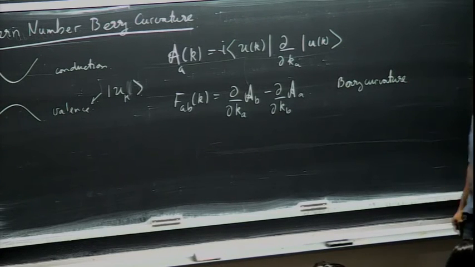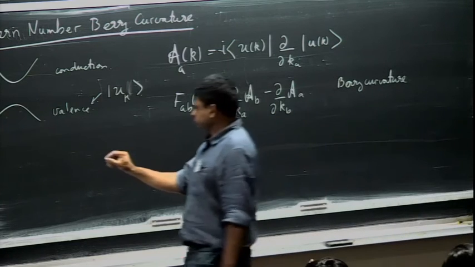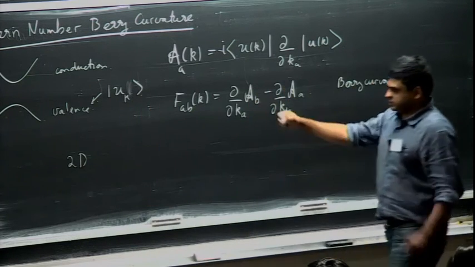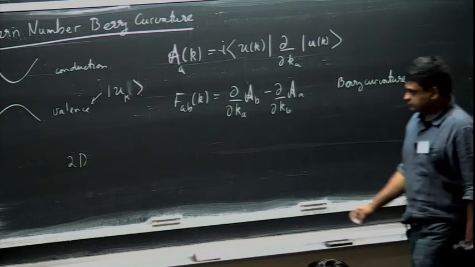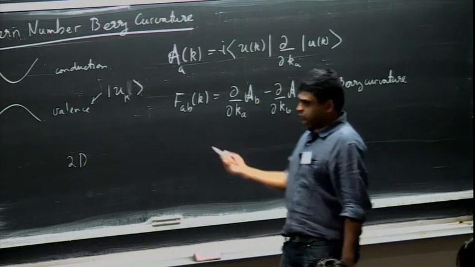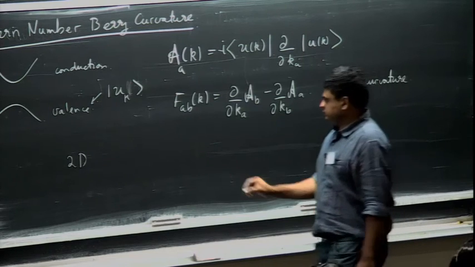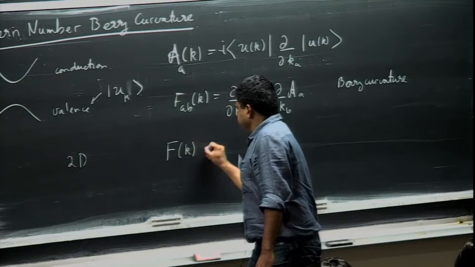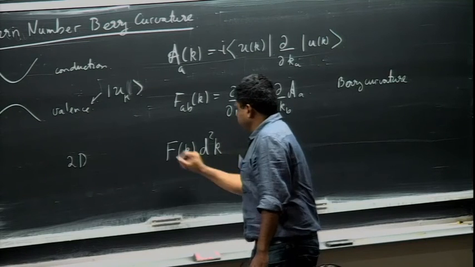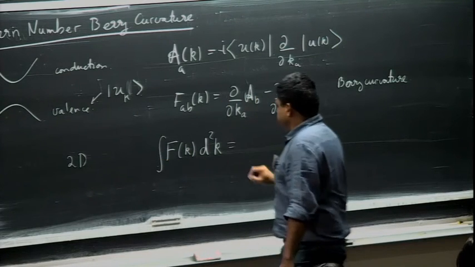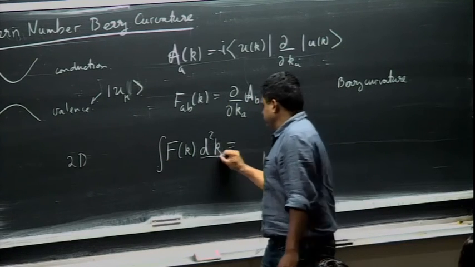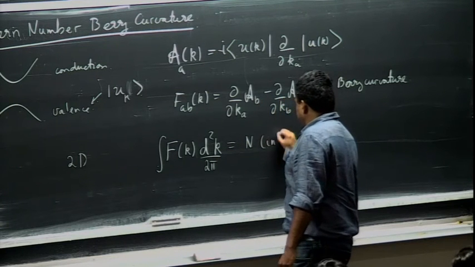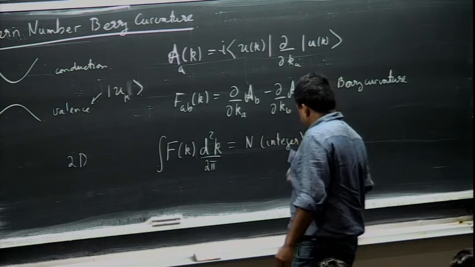And in a two-dimensional system, we know that the integral of this Berry curvature, now in 2D, the two indices had better be x and y, so let me just call it F. If you integrate it over the Brillouin zone in a gapped system, this has to be a multiple of, be normalized by 2 pi, this has to be an integer. Let me call it C, actually.